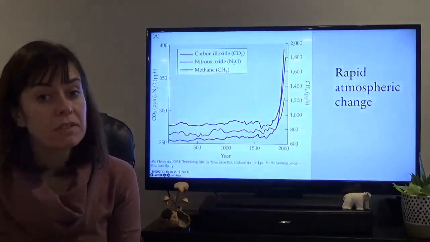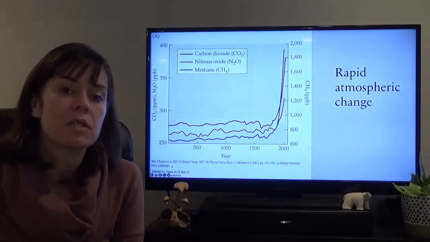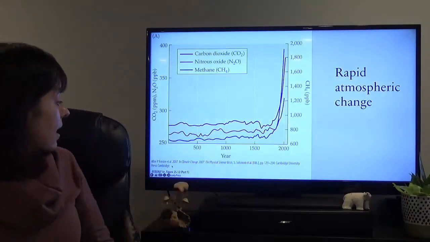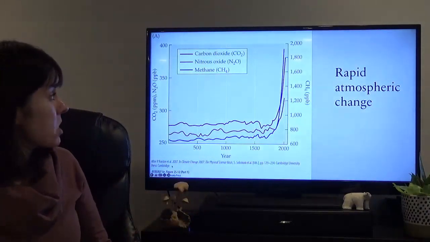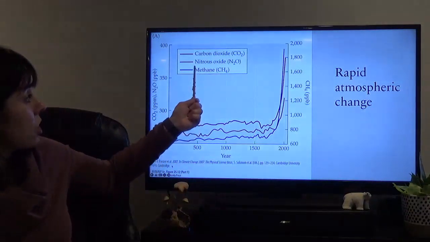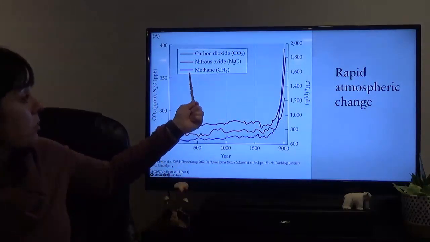So the first of these, and these are some of the big themes we'll be threading throughout the course, is really rapid atmospheric change. This is a graph taken from your text, where the red line is carbon dioxide concentrations, the orange line is nitrous oxide concentrations, and the blue line is methane.